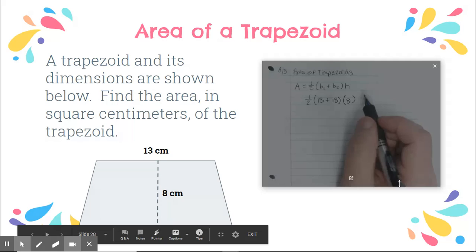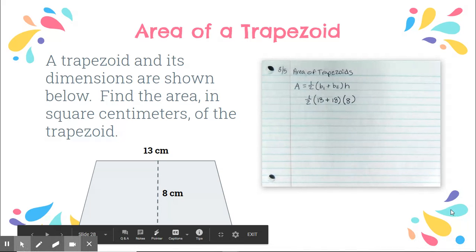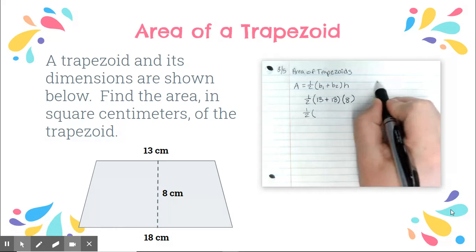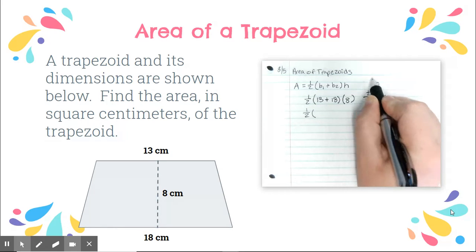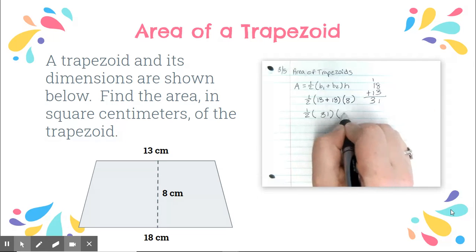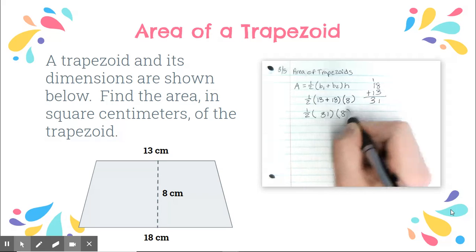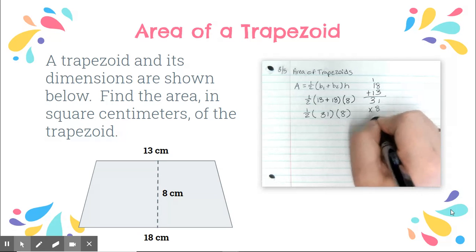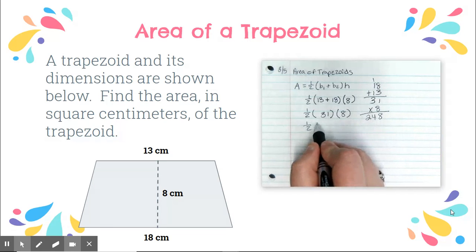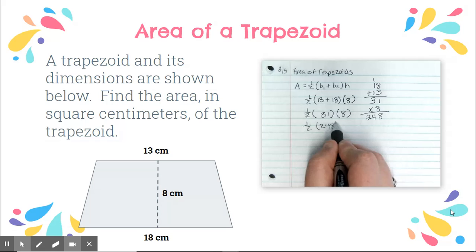Okay, so I'm going to add first. I'm going to do 13 plus 18 first. So 18 plus 13: 8, 9, 10, 11, then 1, 2, 3. So that's 31. And then I'm going to do 31 times 8, which is 248. Then I have 1/2 times 248, so now I'm going to divide that by 2.